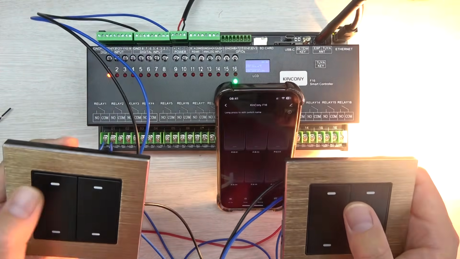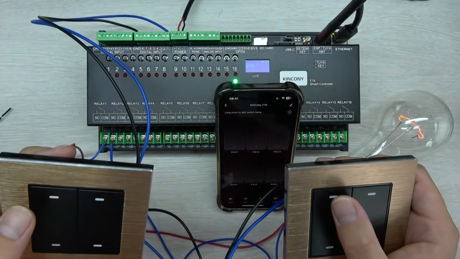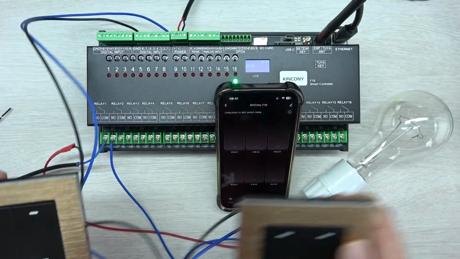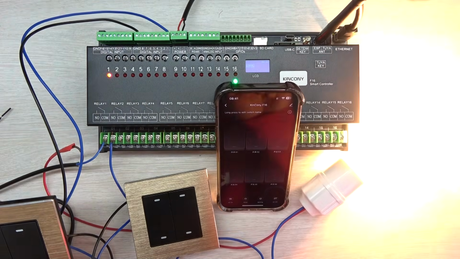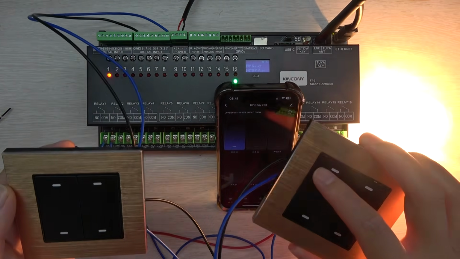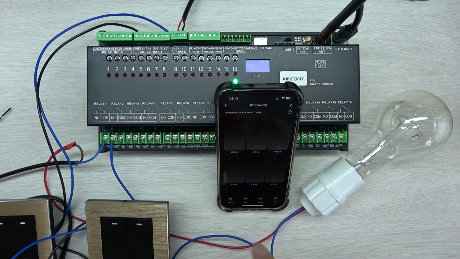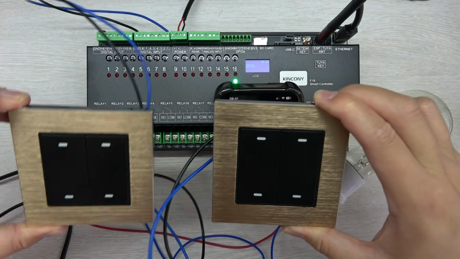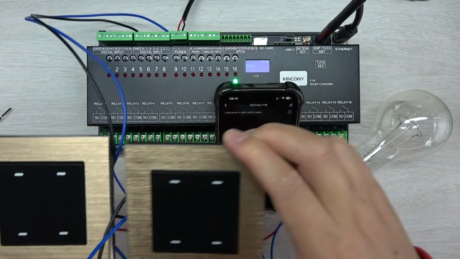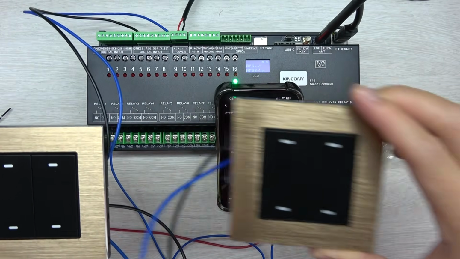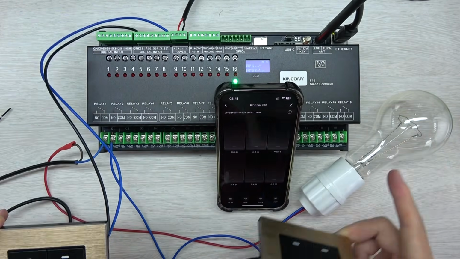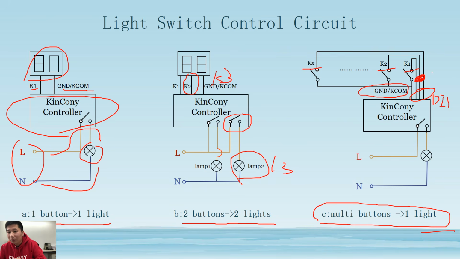On, off, off. Okay. So even if you control by the mobile phone, off, on, they can all work at the same time. So now you have two different buttons, but you also can extend to many different switch panels and work with the same lamp. So this is how to use multiple buttons to control one light.